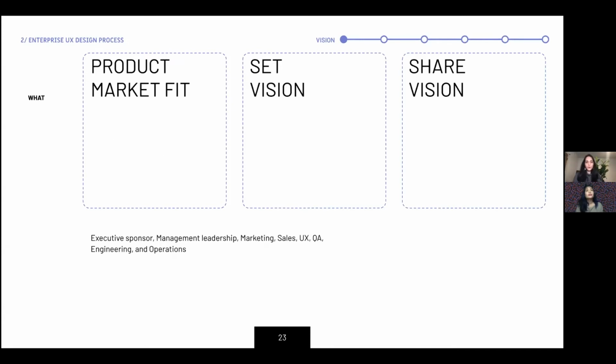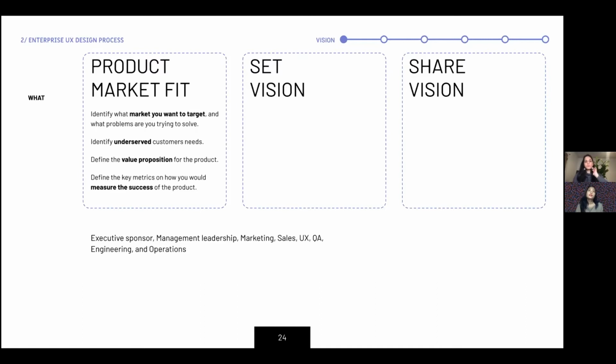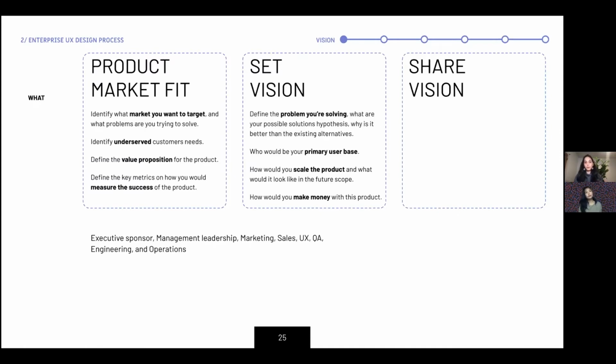When we talk about product market fit, what are we trying to understand? We want to make sure that the product we are creating is something that the market actually needs, right? We are creating a product that would identify the underserved customer needs. We don't want to create something that will not really have any value. So we make sure that this product fits the market that we are trying to target.